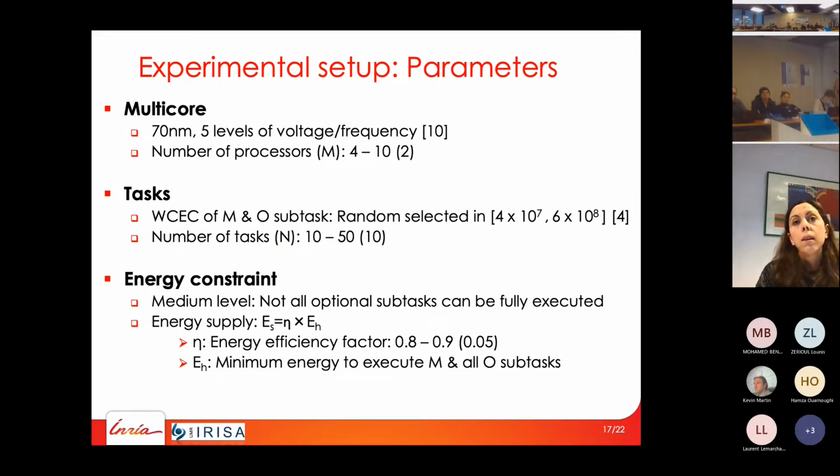And the energy supply is given by this formula that you can see. The second term is given by the minimum energy to execute M and O and the complete O, the optional part, for all tasks. And we are reducing it in order to be at the medium level with this energy efficiency factor that is tuned with 0.8, 0.85, and 0.9.